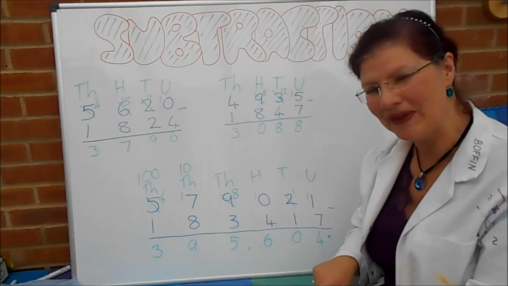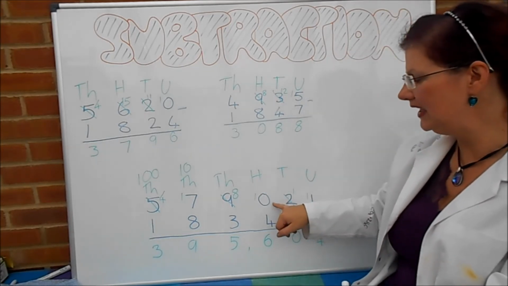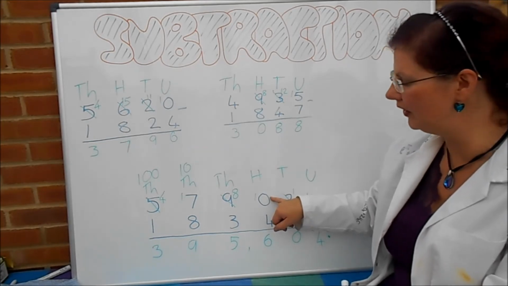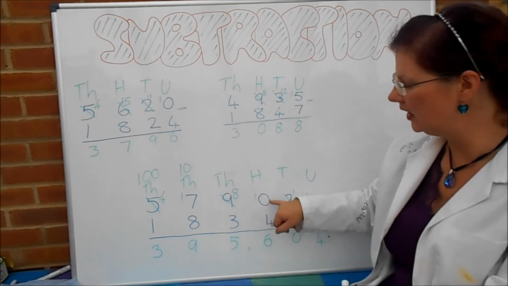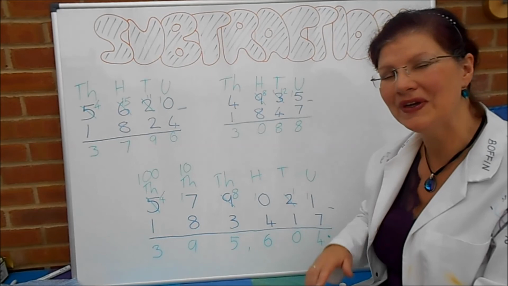So I hope you did all right with that. In the next video we're going to look at what would have happened if we'd been here and we'd have needed to borrow one, or unpack one rather, from here. Because normally we go unpack one from here, 9 becomes 8. What if you'd needed to unpack from there and it was a 0? Well, we'll look at that in the next video.